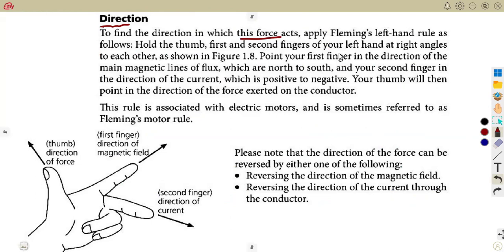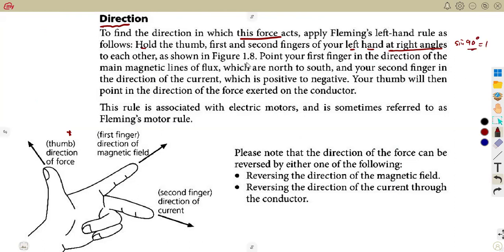apply Fleming's left-hand rule as follows. You're supposed to hold the thumb, first and second fingers of your left hand. You're considering the left hand, remember, at right angles. That is where I was saying that right angles means sine of 90 is equal to 1, so there's no effect there.